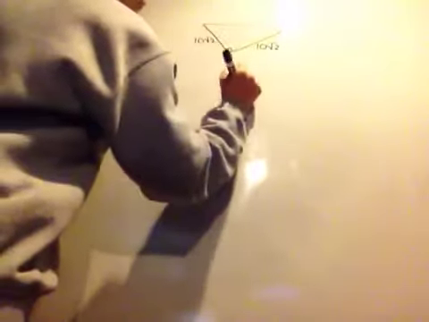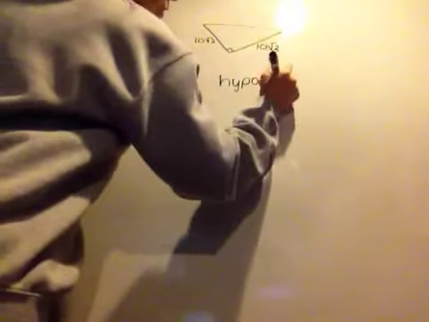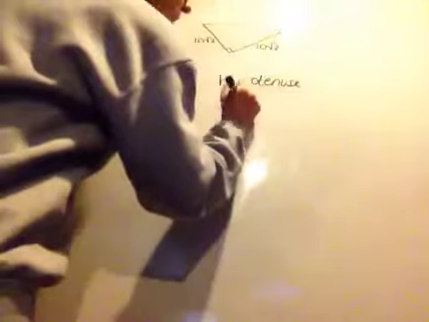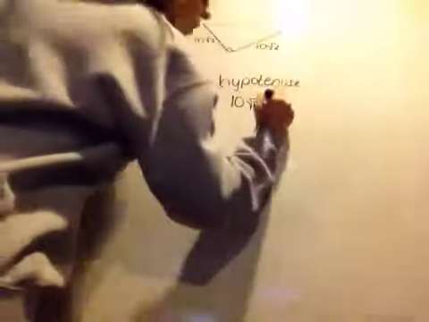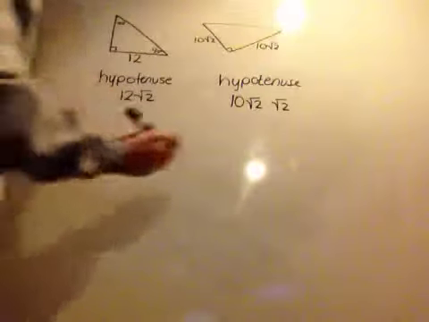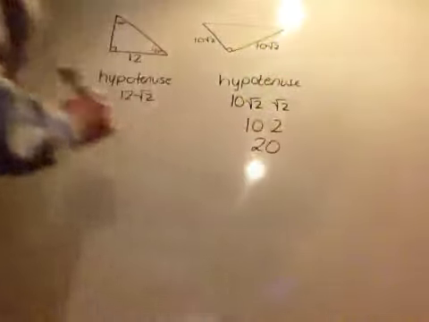Here, our two legs are congruent, which means it's a 45, 45, 90 triangle. So our hypotenuse is the length of the leg, which is 10 times the square root of 2, times the square root of 2. The square root of 2 times the square root of 2 is just 2. So this equals 20.